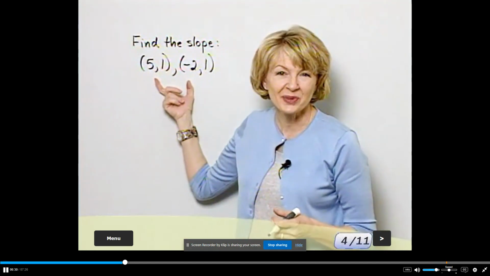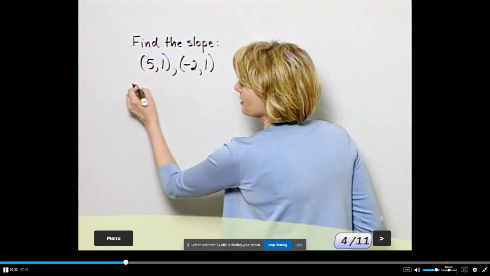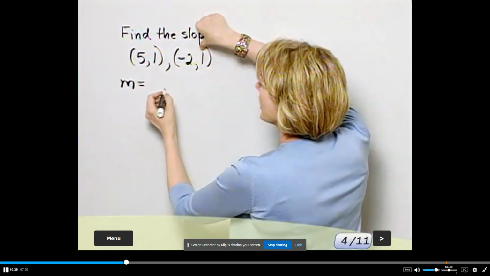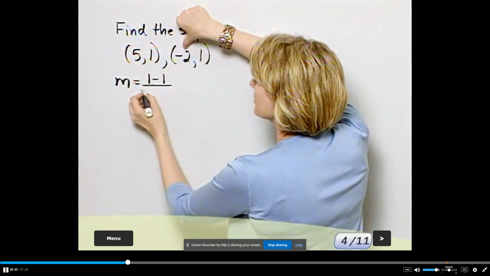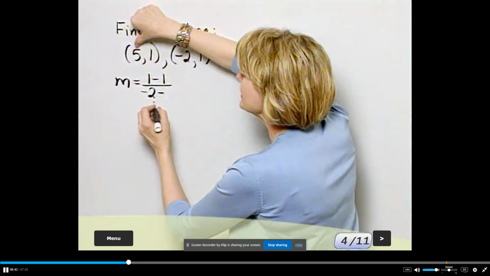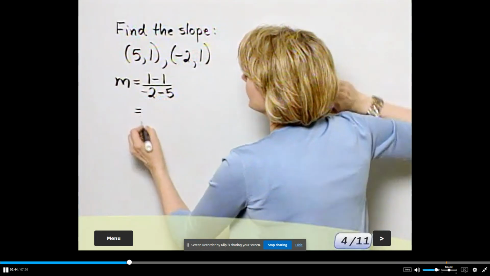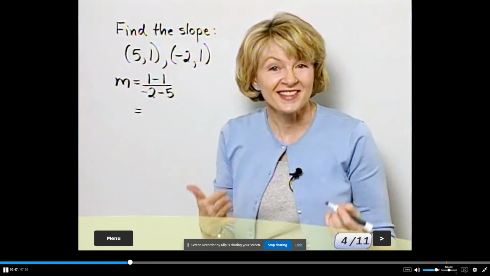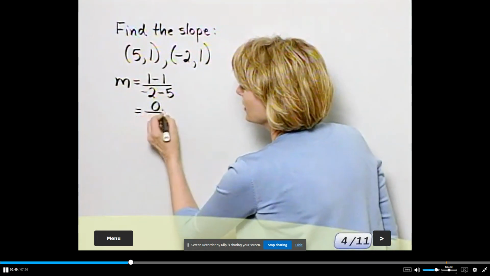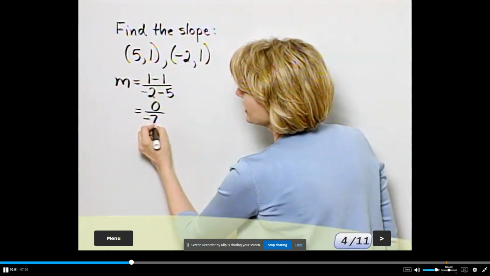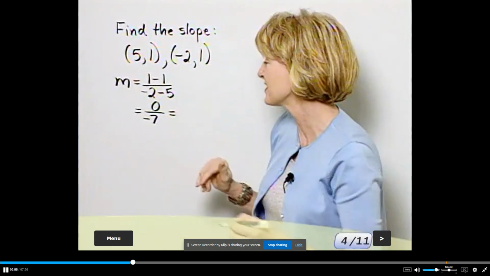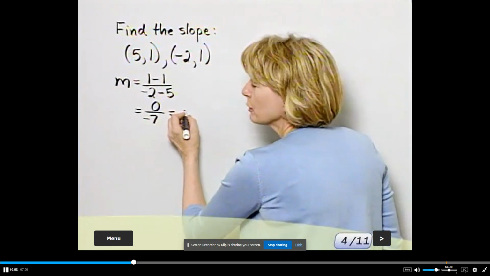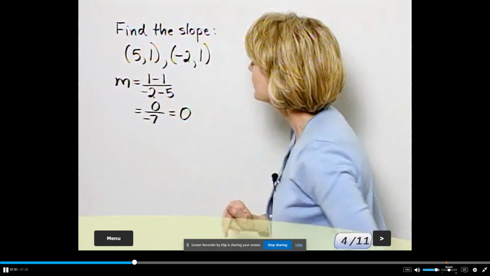Let's find one more slope. Let's find the slope of the line through these 2 points. Remember how to find slope. Y minus y over x, negative 2, minus x of 5. Let's see what we have. 1 minus 1 is 0, over negative 2 minus 5, that's negative 7, but 0 in the numerator is okay as long as it's not 0 in the denominator. 0 over negative 7 is 0.